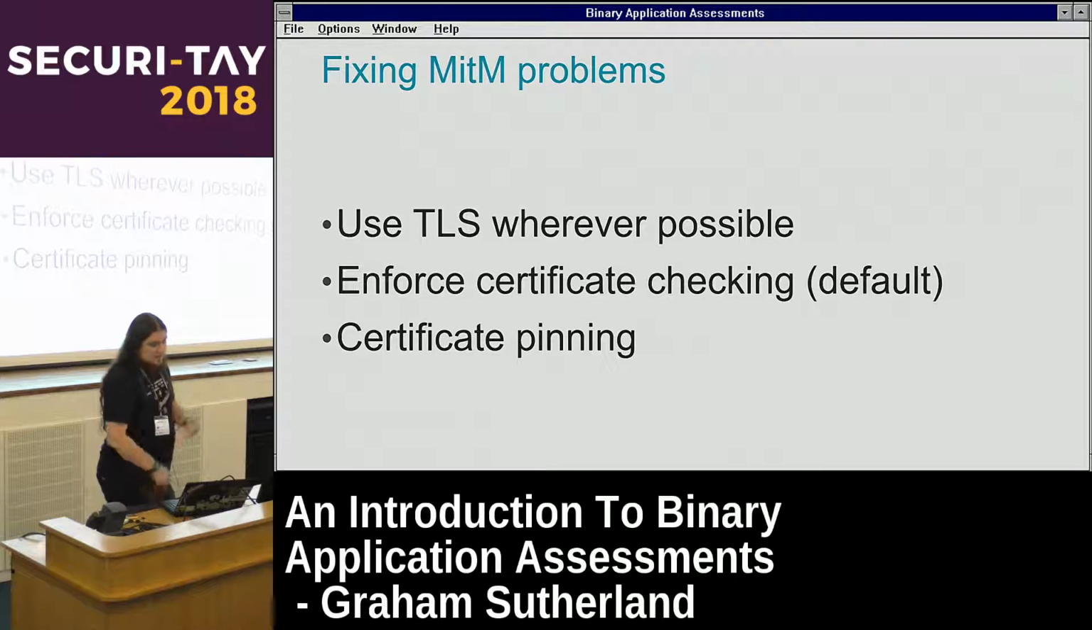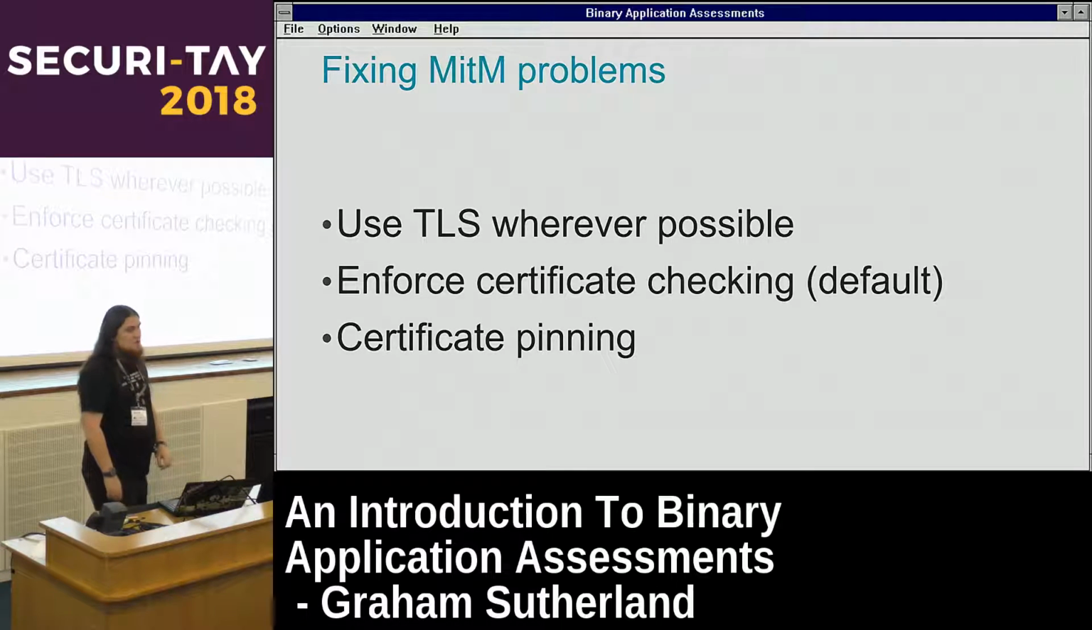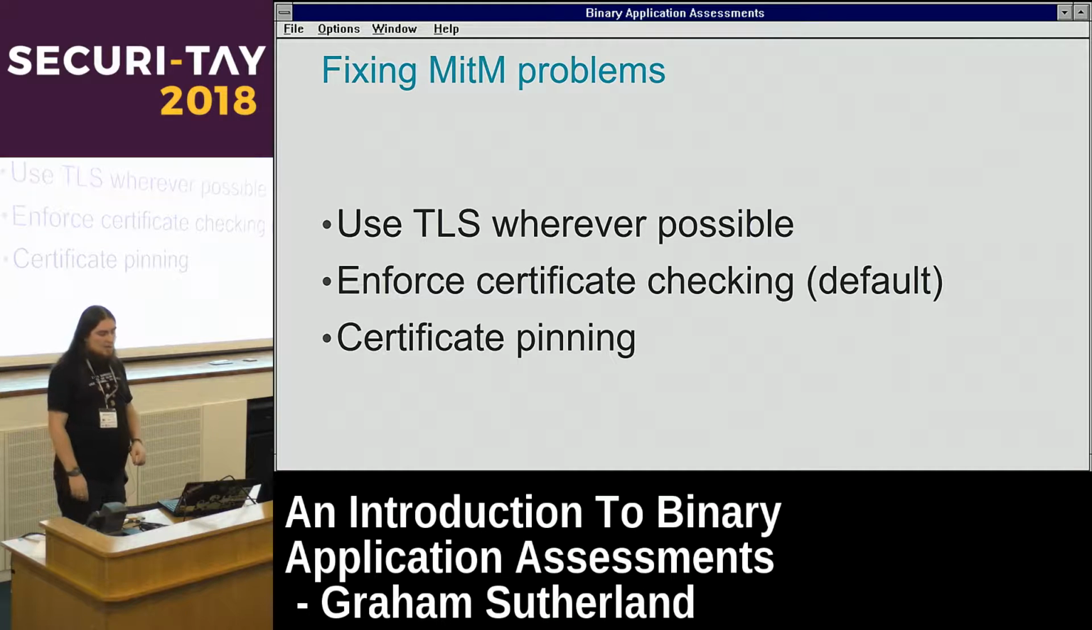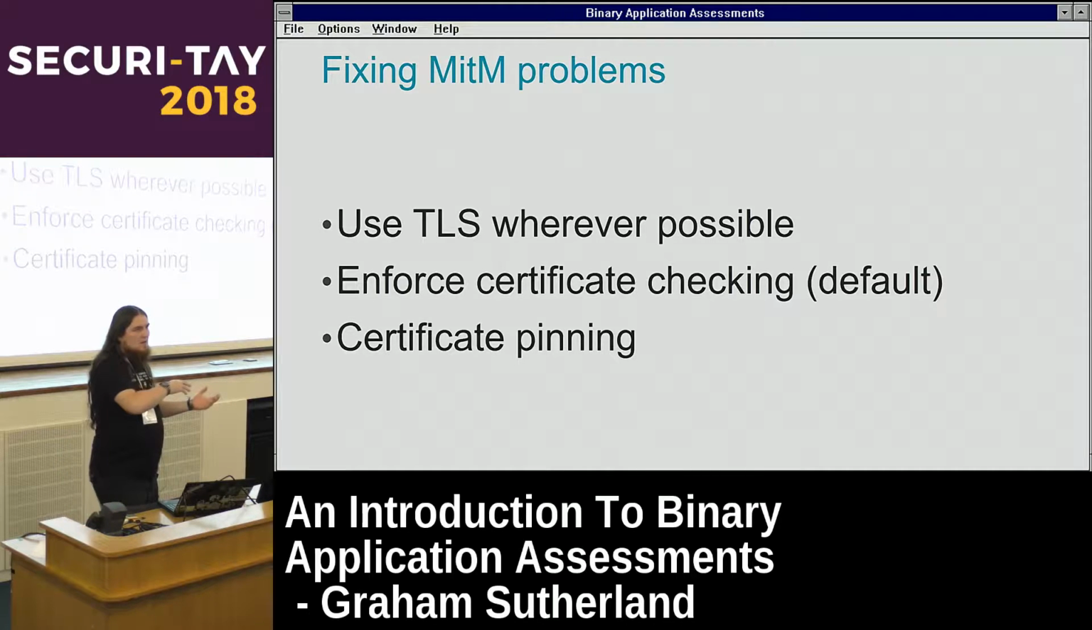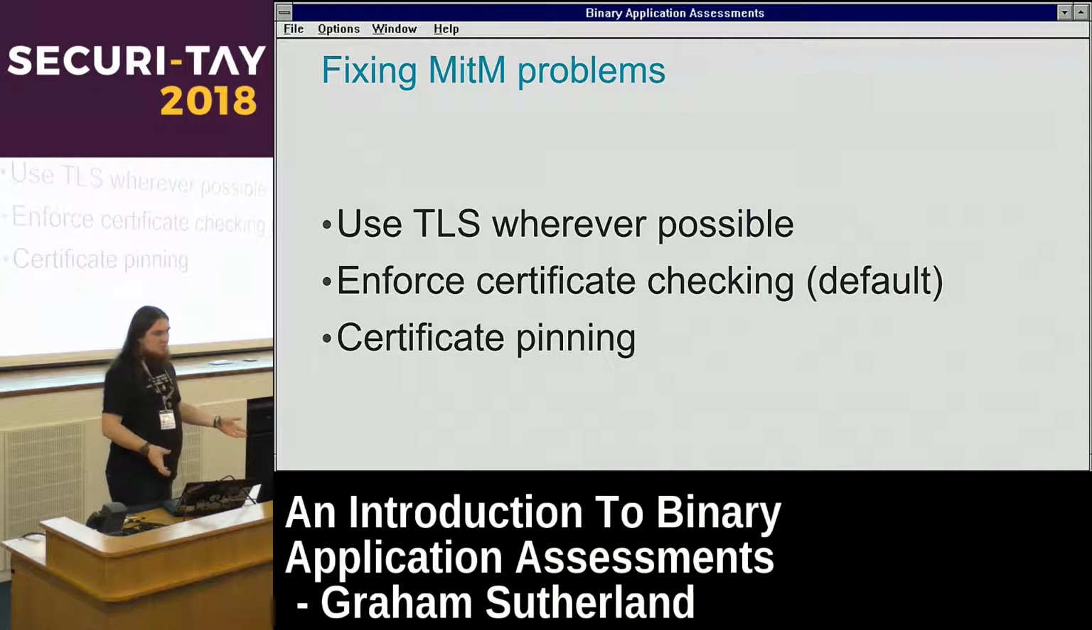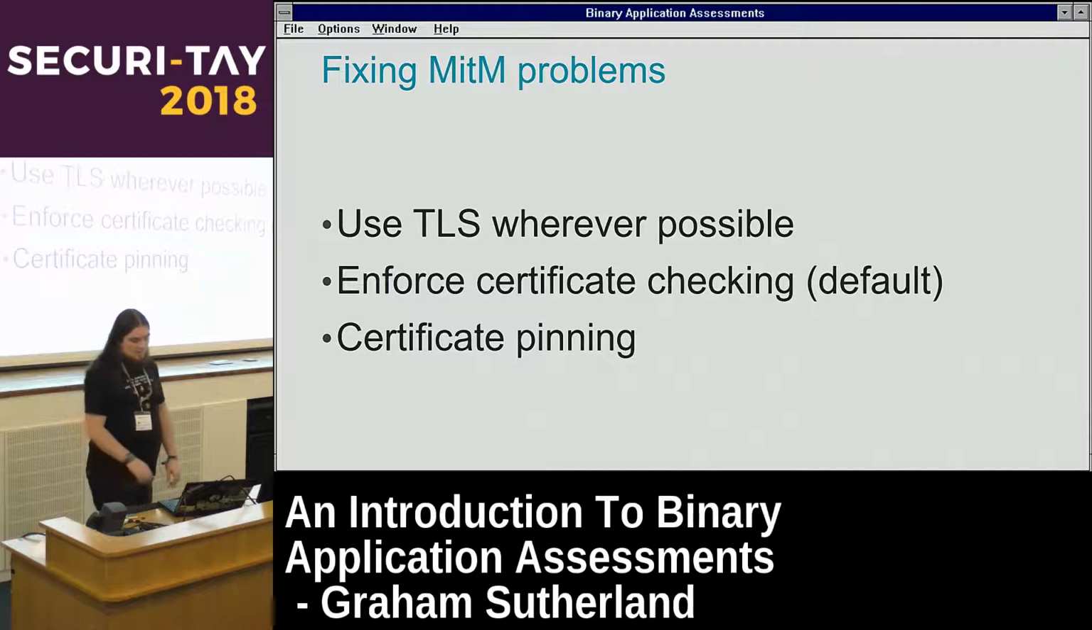Fixing them, use TLS. Enforce certificate checking, which is not hard because you do nothing. By not subclassing or setting a callback, it just works. It uses the system default validation routines, and it just works. So the solution is to do less than they're already doing if it's a vulnerable system. And then, of course, certificate pinning if you want to add that in, if you trust yourself to do it sensibly.